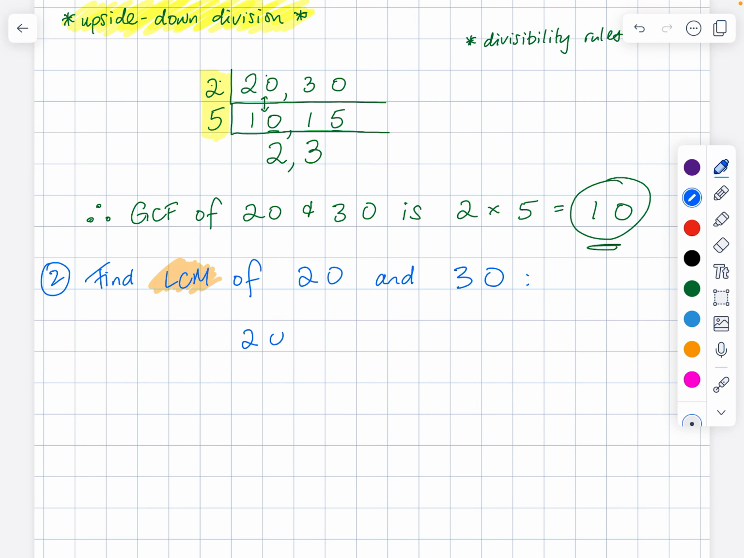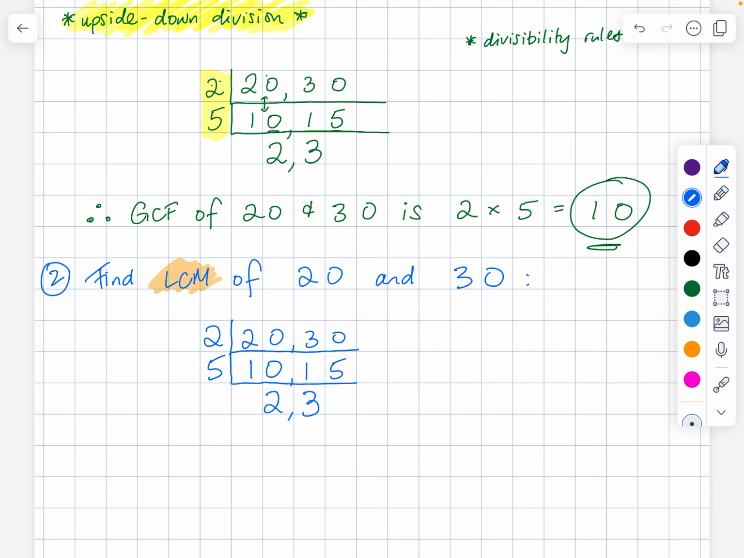So again, 20, 30. Okay, so same thing. I know that I'm going to go with 2. And again, it doesn't matter what number you choose for it to be divisible by. You'll still get the same answer. And then I know it's 10 and 15. And then I know it's 5. And then I have 2 and 3.